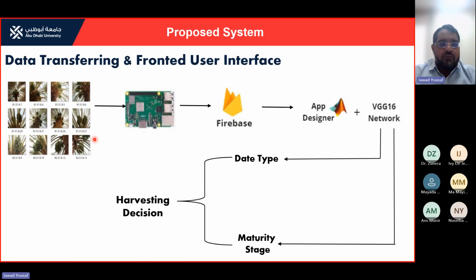After that, these are the images taken by the rover. These images will be uploaded to Firebase using the Raspberry Pi system. From Firebase, a MATLAB-based application has been designed. That application assesses these images, applies the trained deep learning neural network, and helps us classify the date type and also the maturity stage. Based on these two classified outputs, the system makes an informed decision.